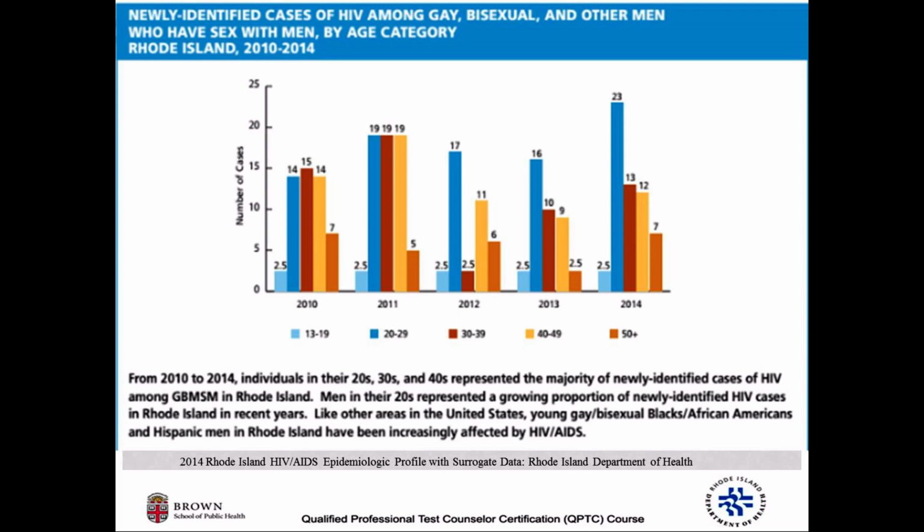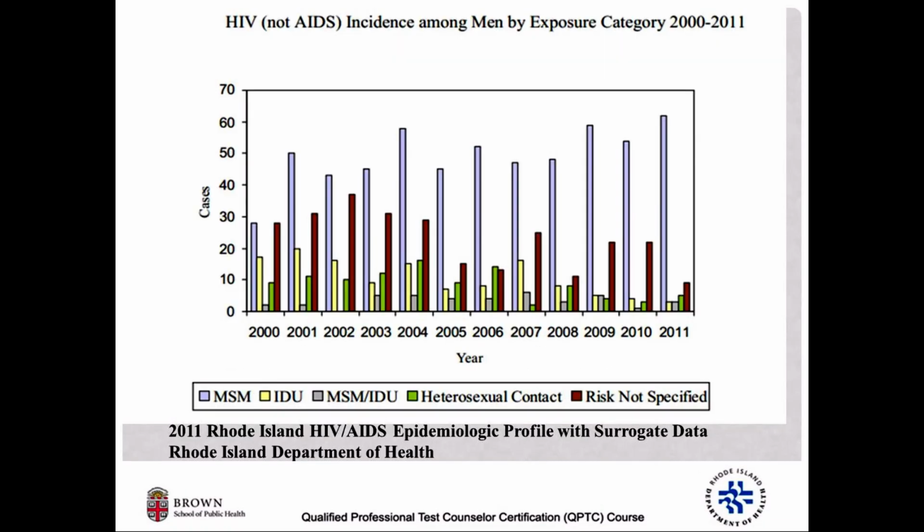When we look at age groups among MSM, you can see that younger MSM are significantly impacted by HIV, specifically those 13 to 19, 20 to 29. You can see there's a disproportionate increase among younger MSM. This is also reflected nationally and has been a group that there's been a lot of focus and discussion about. When we look at HIV incidence among men by exposure category, again, you can see that by the pink lines here, MSM, more than any other risk group, are those most likely to be infected with HIV.